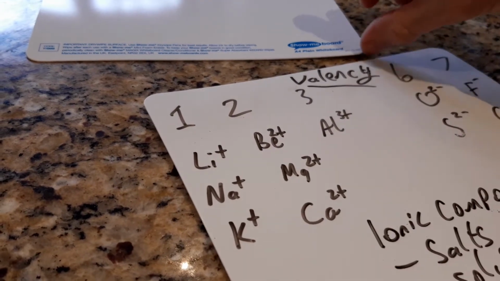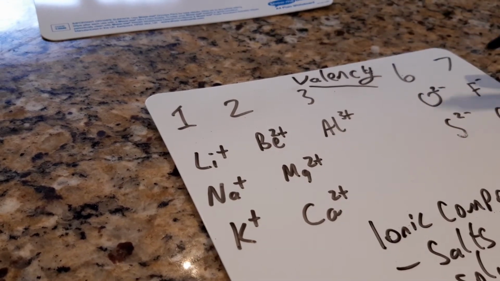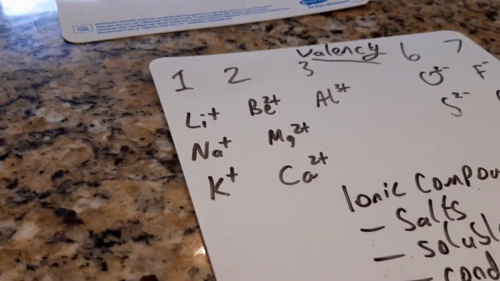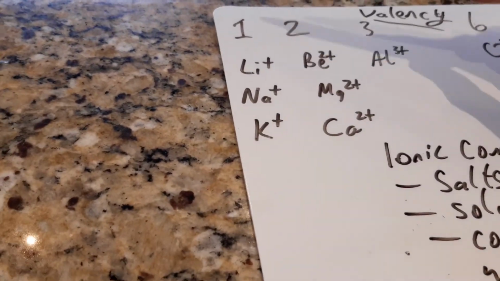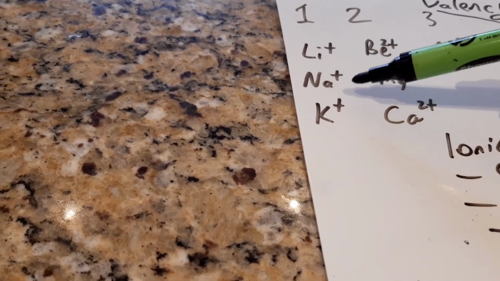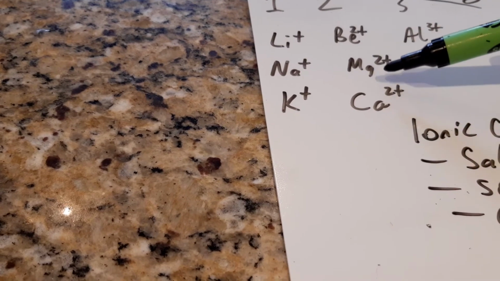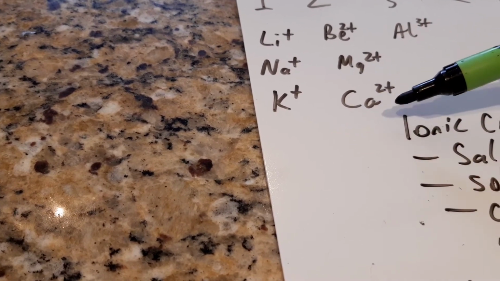Okay, valency is the amount of electrons that an atom needs to lose or gain to become stable. So I've summarized it here, as you can see, right? In group 1, each of these elements forms an ion with a +1 charge. In group 2, each of these elements forms an ion with a 2+ charge.